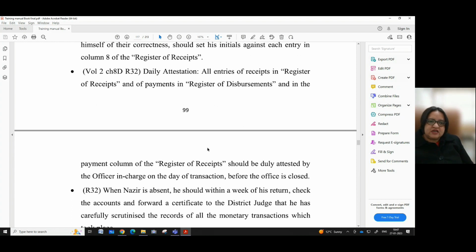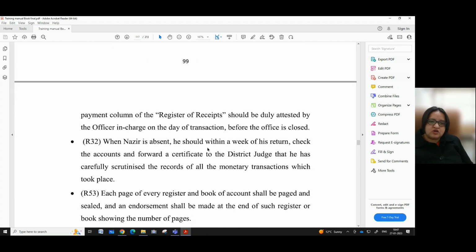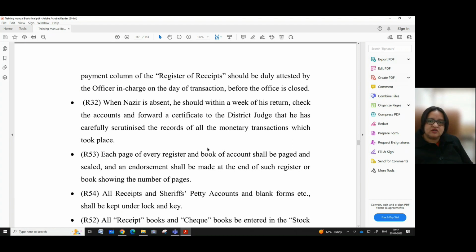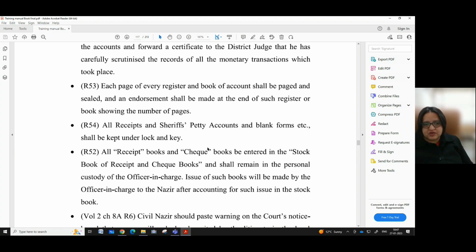Volume 2, Chapter 8D, Rule 32 speaks about daily attestation. All entries of receipts in Register of Receipts and of payments in Register of Disbursements and in the payment column of the Register of Receipts should be duly attested by the officer in charge on the day of transaction before the office is closed. Rule 32 says that when Nazir is absent, he should within a week of his return check the accounts and forward a certificate to the district judge that he has carefully scrutinized the records of all the monetary transactions which took place.